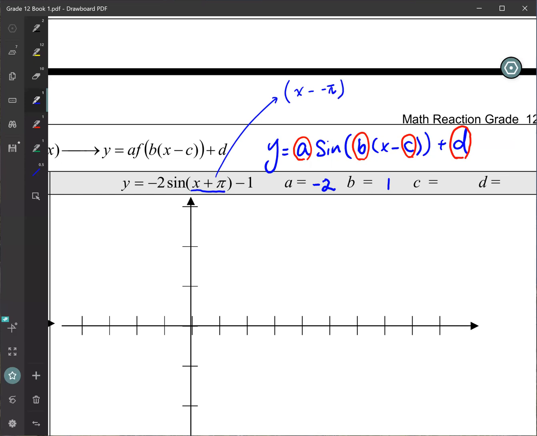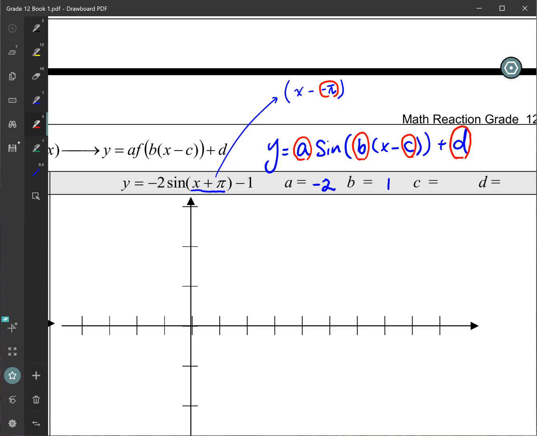Will become plus pi. So you have to rewrite it so you can tell the c value, all right? So this number, negative pi, will be the c because it has to be after the subtraction, right? Now, if you want to do it faster the next time you see it, if you see an x plus pi, if you see a plus, you just make it opposite, right? If you see a minus pi, then the c is pi, right? If you see a plus pi, then it will be negative pi, right? You just do the opposite, then that will be the value for c.